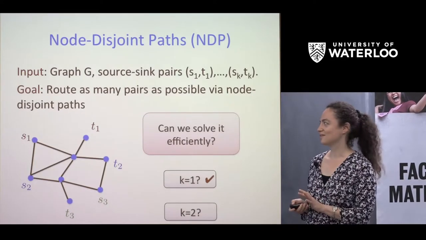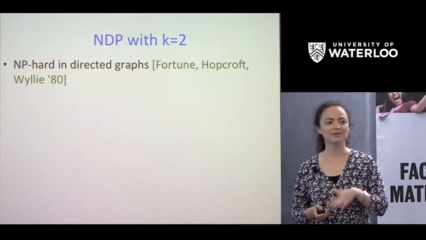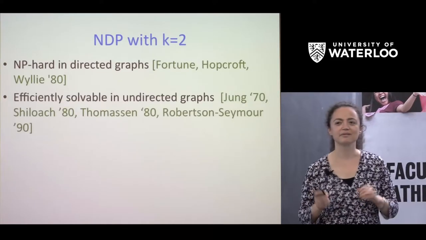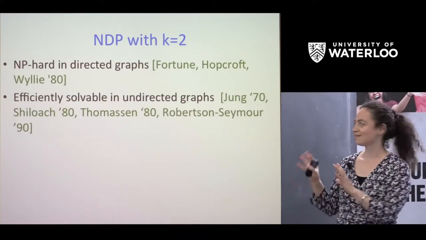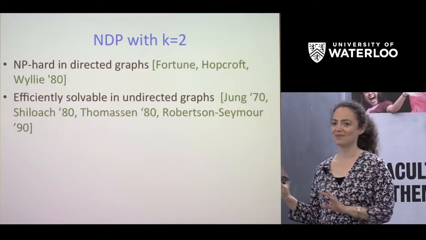Somewhat, maybe shockingly, if your graph is directed, it's already an NP-hard problem. So I will only talk about undirected graphs. If your graph is undirected, you can still solve it efficiently. But there's a really neat theorem that comes with it that's very non-trivial, and I find it pretty mind-boggling.